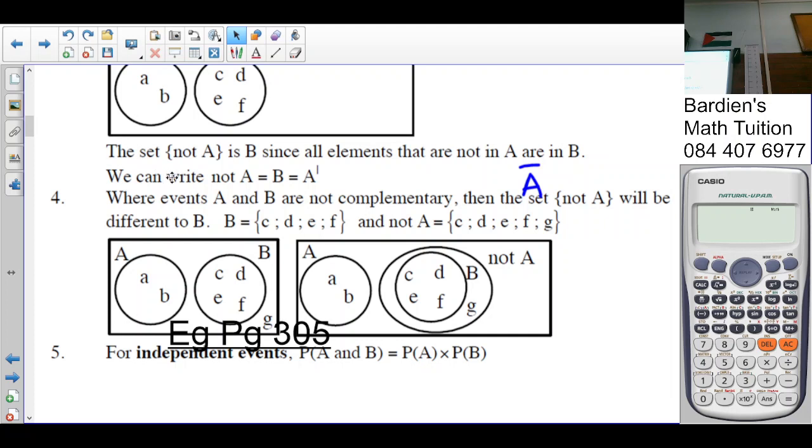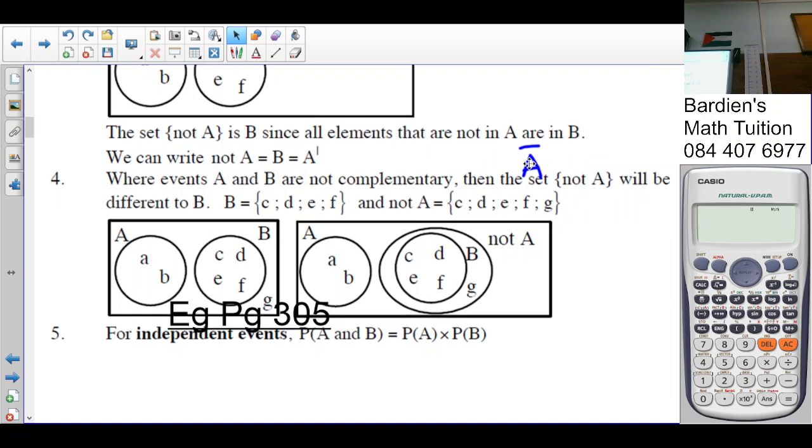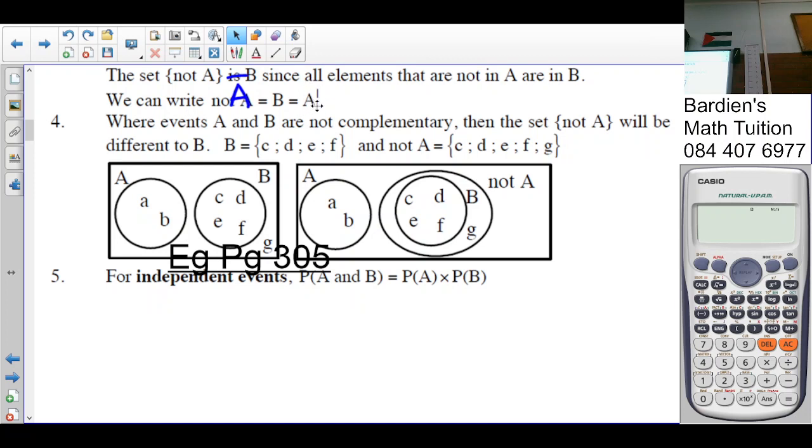So we can write not A equals B equals not A. We can write not A. Yeah. These are 3 ways that you can write it. Okay. As I indicated, not A is basically that. The thing on top also means not A.